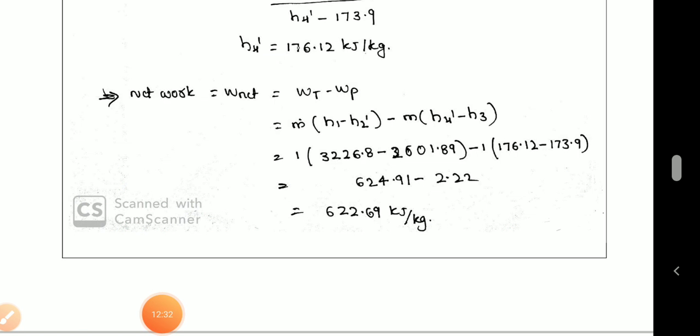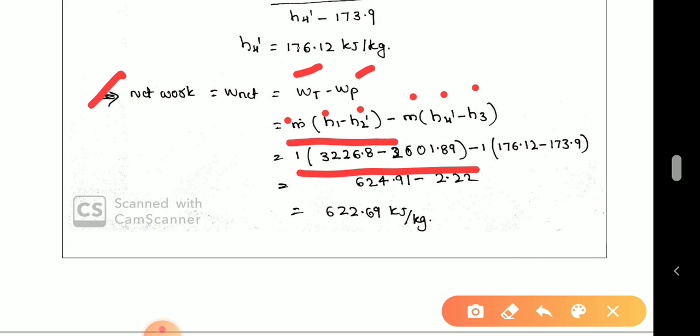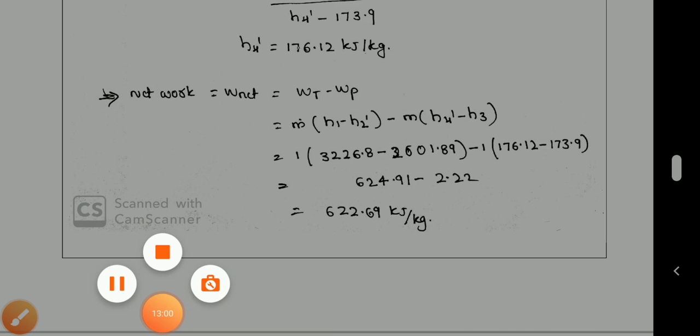So now let us calculate the answers one by one. The net work output, W net, is equal to work done by the turbine minus work done by the pump. The work done by the turbine is equal to mass into H1 minus H2 dash, considering the actual expansion in the turbine. Then the work done by the pump is equal to mass into H4 dash minus H3. Substitute the values here and get the answer, that is 622.69 kilojoule per kg.